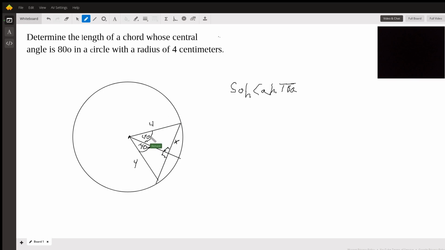You can see here that we're interested in this half. This would actually turn out to be half the chord because these two triangles are congruent. So that's x, and this would be another x here. And so these triangles are congruent. So we can just use the sine here. So the sine of 40 degrees is equal to x over 4. Multiply both sides by 4.